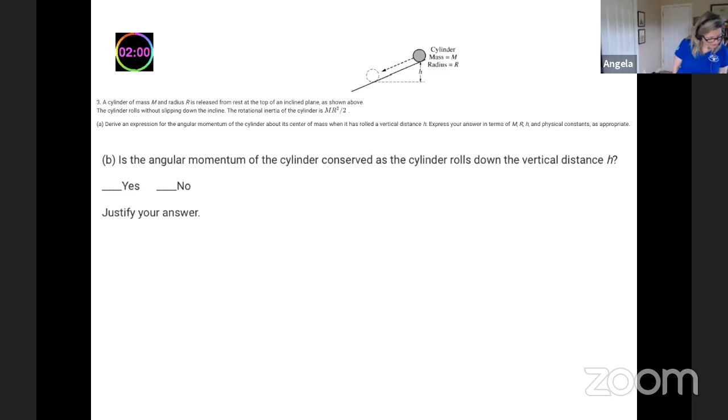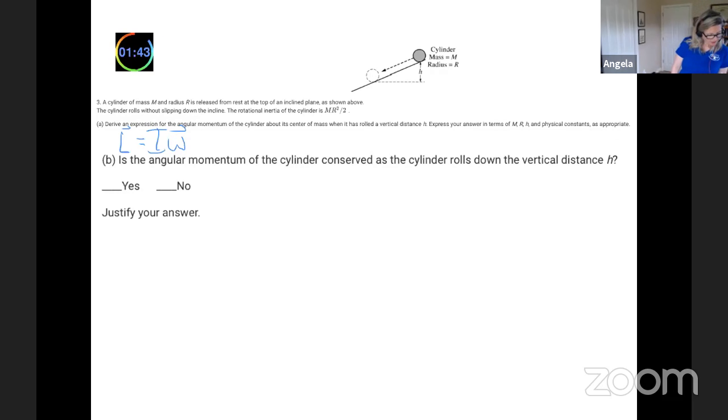Okay, so it says derive an expression for angular momentum. Well, angular momentum is I omega, right? So what that means is we need to find the angular speed of the cylinder at some random vertical distance h down the incline.